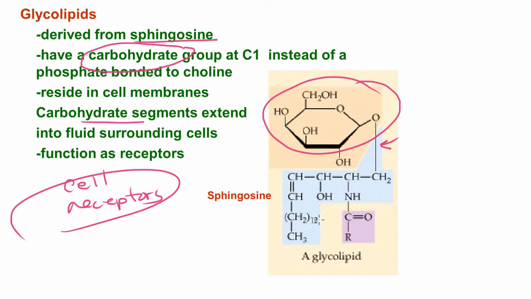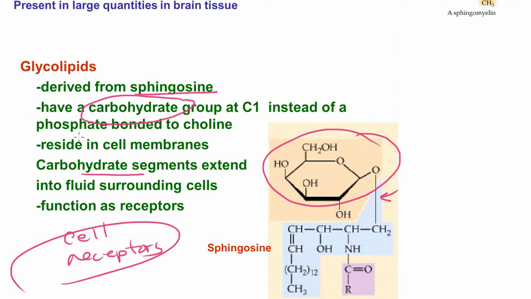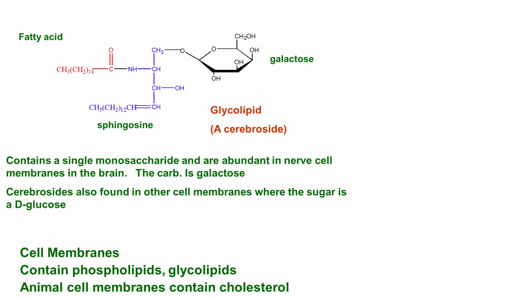We classify a glycolipid molecule as a cerebroside, and cerebrosides, which contain a single monosaccharide, are particularly abundant in nerve cell membranes in the brain, and in that case the monosaccharide is D-galactose. This one here is shown with D-galactose. They're also found in other cell membranes, and in those cases the sugar unit is a glucose.